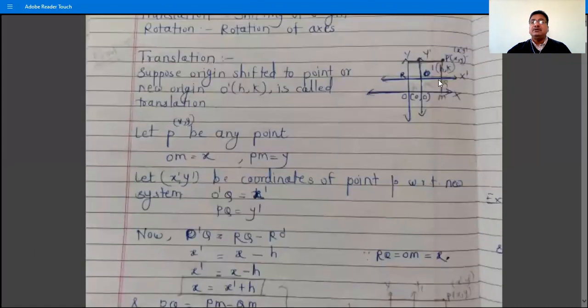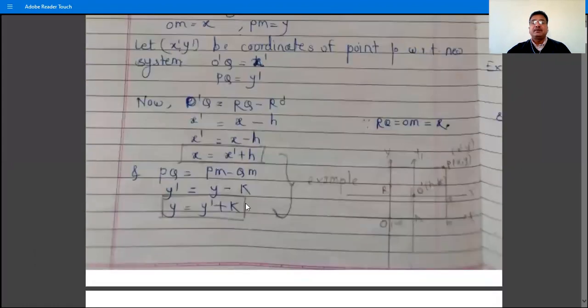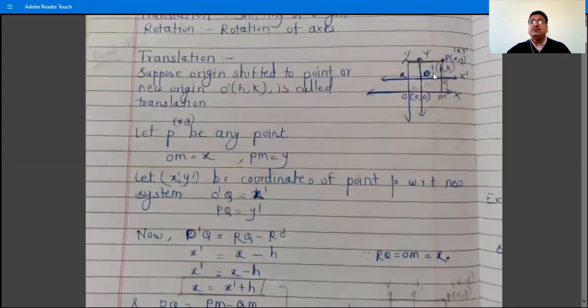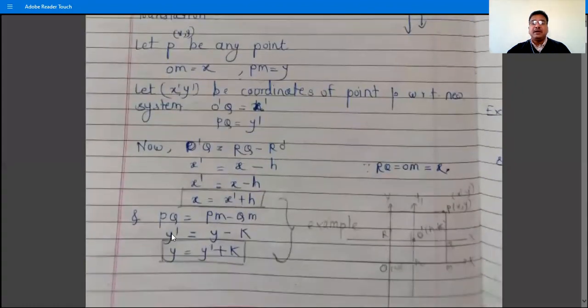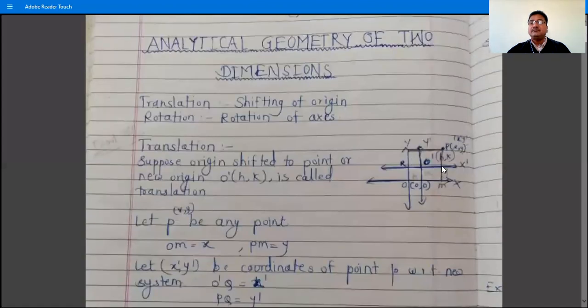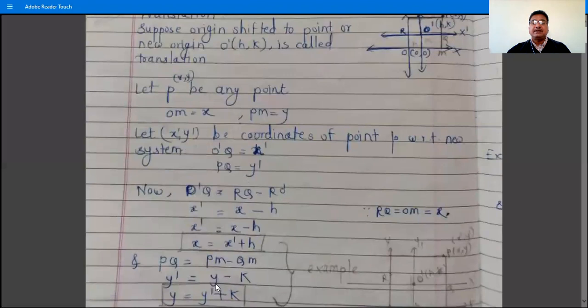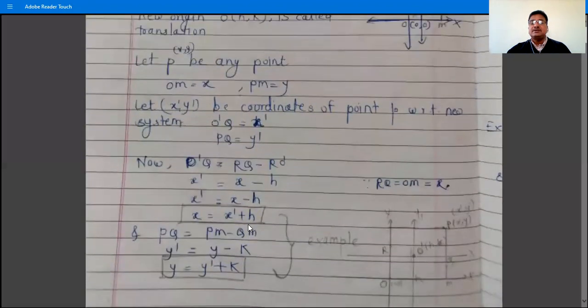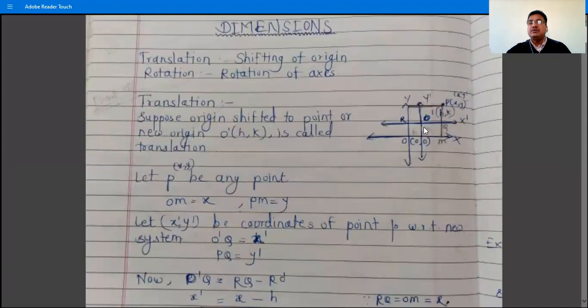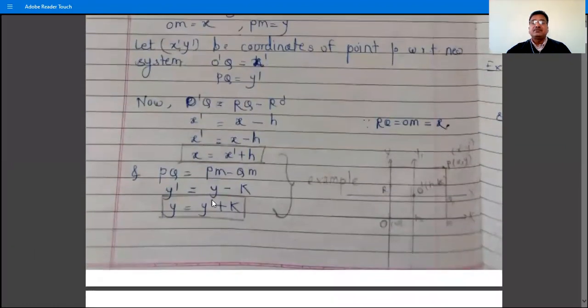Similarly, if you observe, PQ is PM minus QM. PQ is Y dash, PM is Y, so Y dash is Y minus QM. This QM and this distance are both the same. This O to this point distance is K, and therefore this distance is also K. So Y dash is Y minus K, and so Y is equal to Y dash plus K.